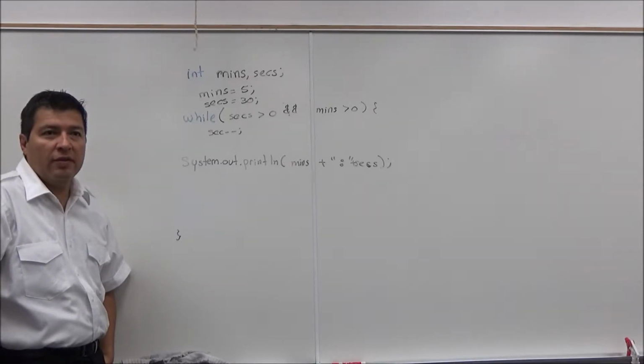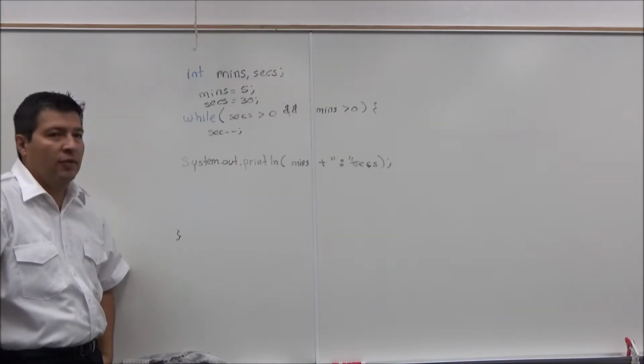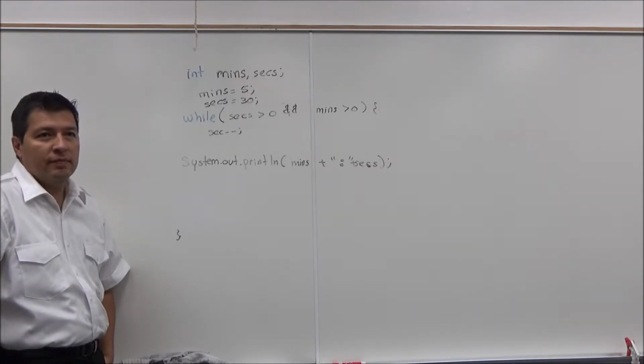So what happens when seconds get to 0? What would you like to do? Minus 1 for the minutes. Okay, and what happens to the seconds? Reset to 60. Okay, what was your original? 59. So how would you write that?